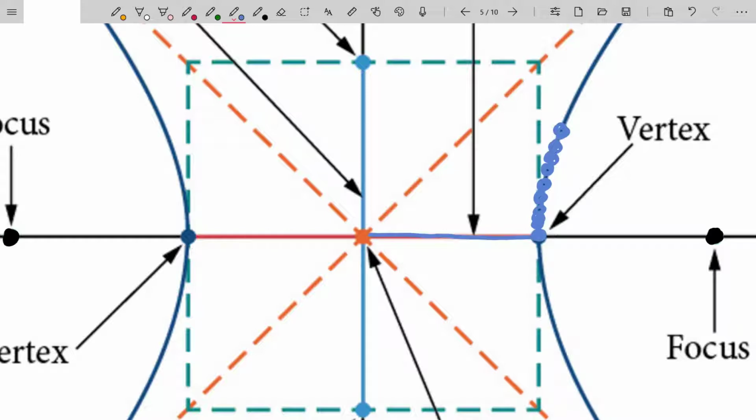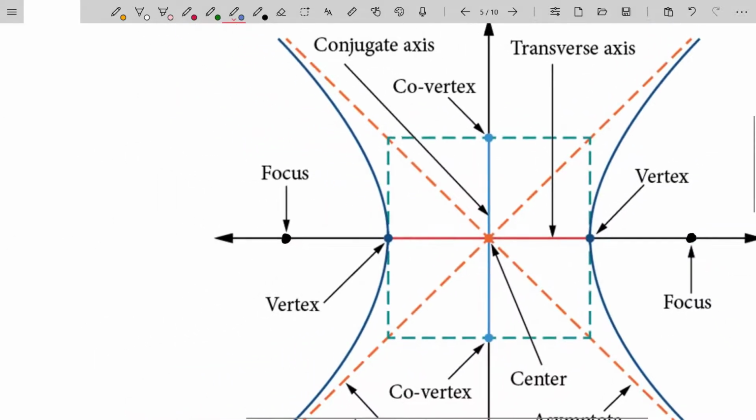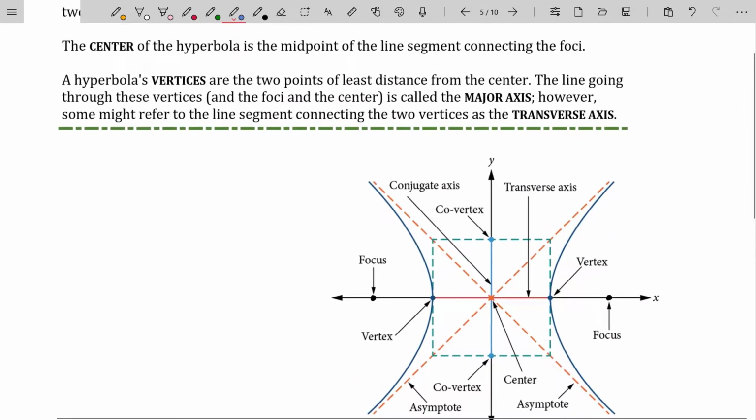That has the least distance to the center along that branch. And so that point is called the vertex. Same thing on the other side. The point of least distance to the center is also called the vertex over there. So that's what I mean by that statement. And the line going through these vertices and the foci and the center is called the major axis.